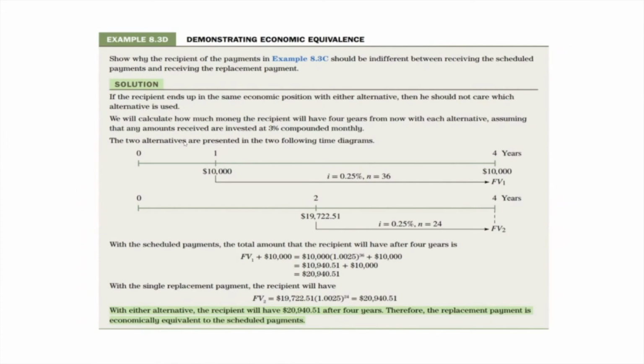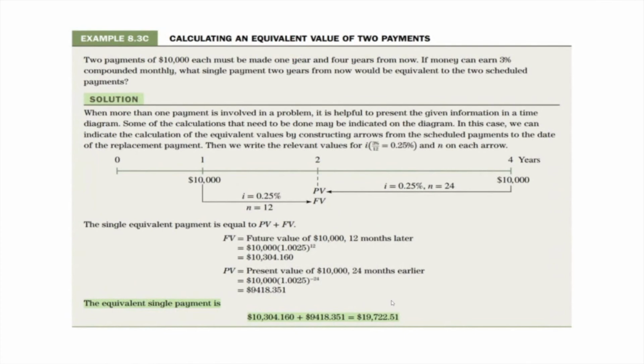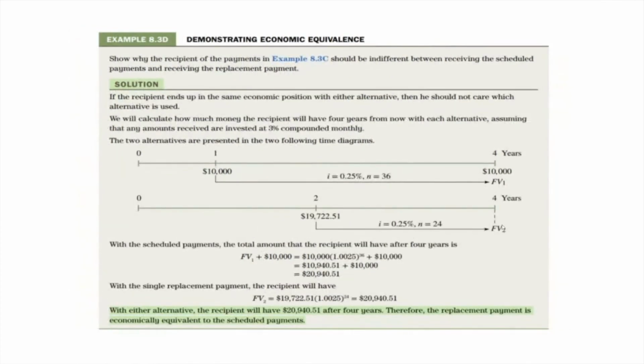So right here, the two alternatives are presented. So the first alternative was saying, okay, we've got $10,000 and that was the first year. We got $10,000 put in the 4th year. Let's find out the value of it at the end. So we're just bringing it up here. That's effectively what we're doing here. And in the other instance, in the previous problem, we know that we calculated the value at year 2 to be 19,722.51. This was calculated back here, right? So if we bring that ahead 2 years, the two of these should be the same.